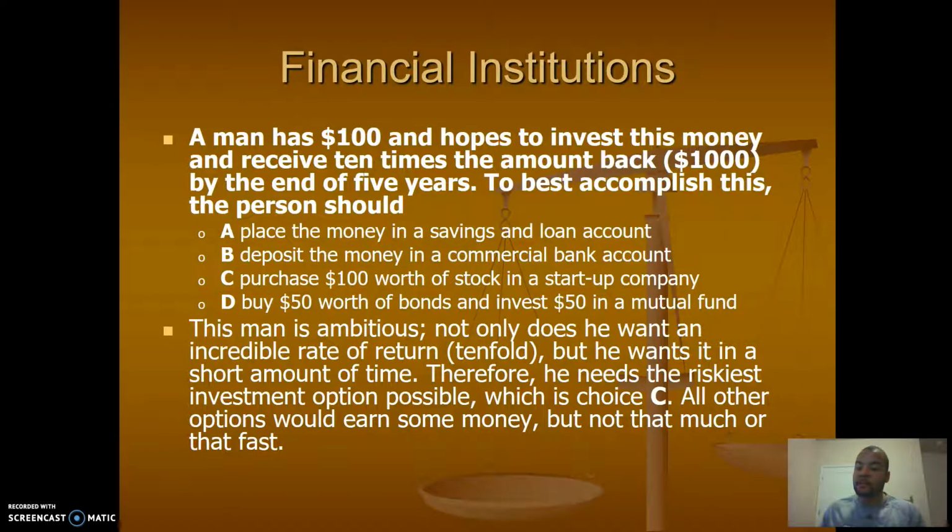The more money you put into something, probably the more money you're going to make back. So therefore, this man that we're referring to needs to get the riskiest investment option because he wants his money now. With that being said, the answer should have been C. All other options would help you earn money, but not that much, not that fast, because the lower the risk, the lower the return. The higher the risk, the higher the return. Simple as that. So that wraps up Personal Finance Part 1.